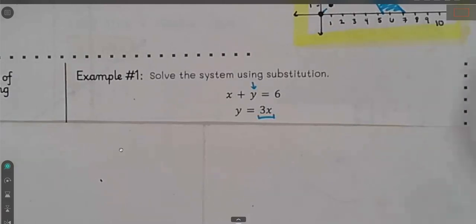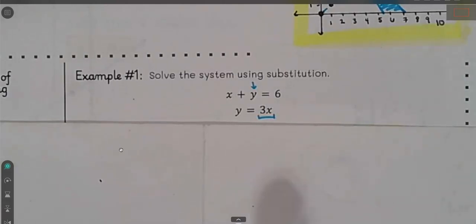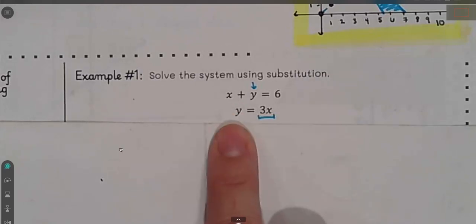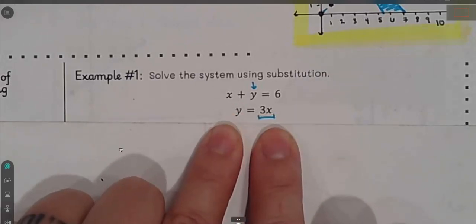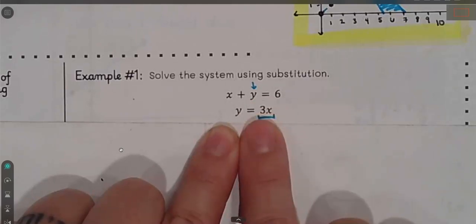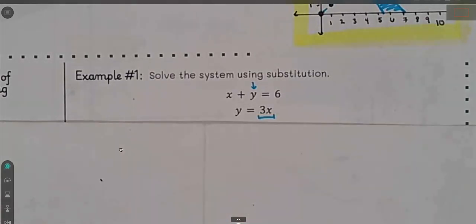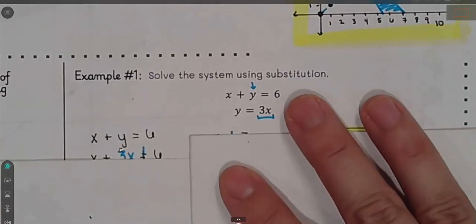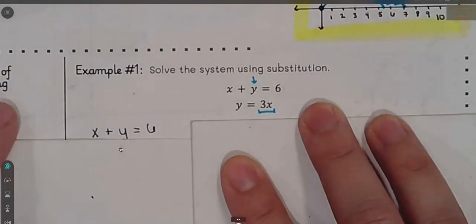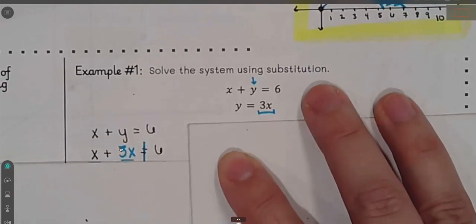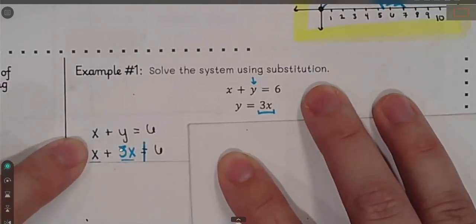All right, example number 1. It says solve the system using substitution. We have x plus y equals 6 and y equals 3x. Because y equals 3x, that means that I can plug 3x in for y in the other equation. So, here I have x plus y equals 6, but instead of y, I'm going to replace y with 3x. Does that make sense?